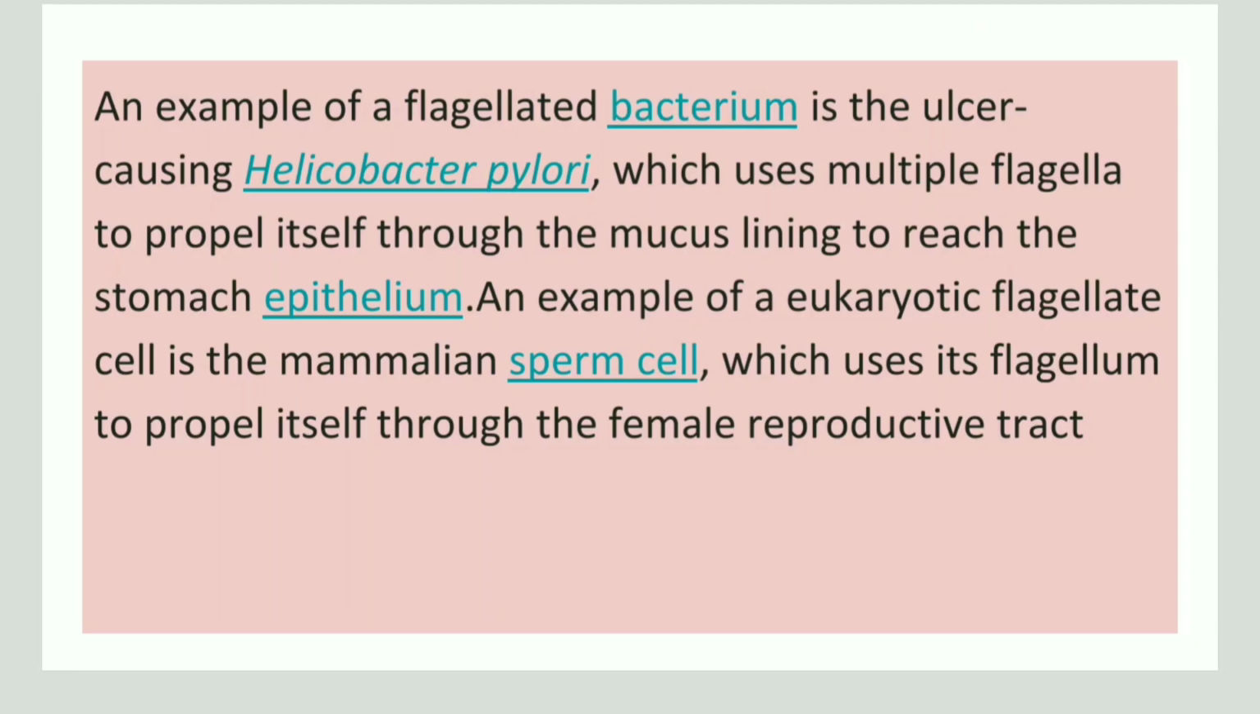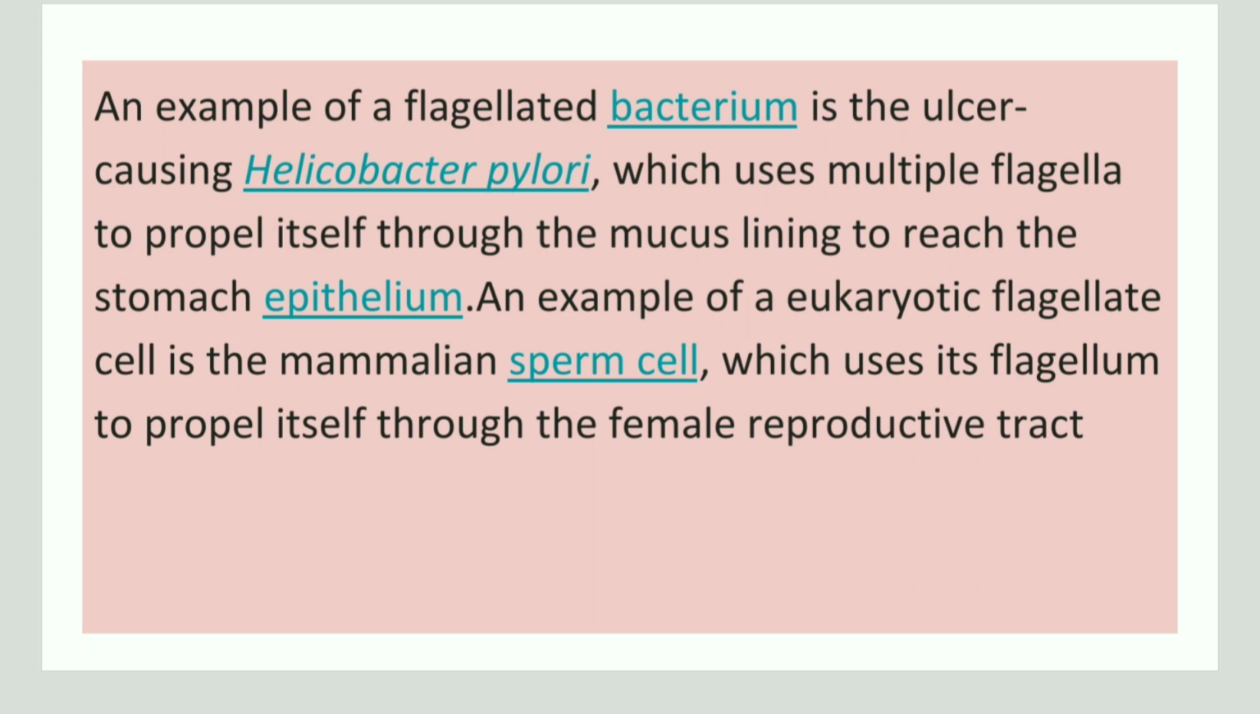As we discussed earlier, a flagella is not only present in bacteria, but it is also present in some eukaryotes. So let us discuss a flagellated prokaryote as well as a flagellated eukaryote. A flagellated prokaryote is a bacteria. For example, take an ulcer-causing bacteria, Helicobacter pylori, which is a multi-flagellated bacteria, and it can move through the mucous lining and reach the stomach epithelium. So this bacteria with its flagella moves and reaches the stomach.